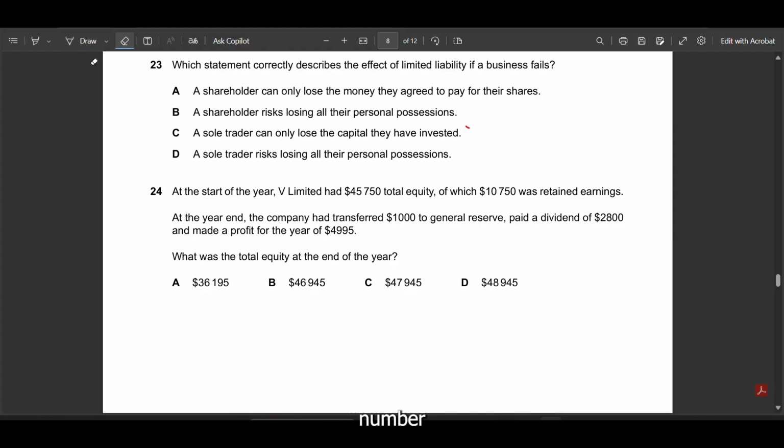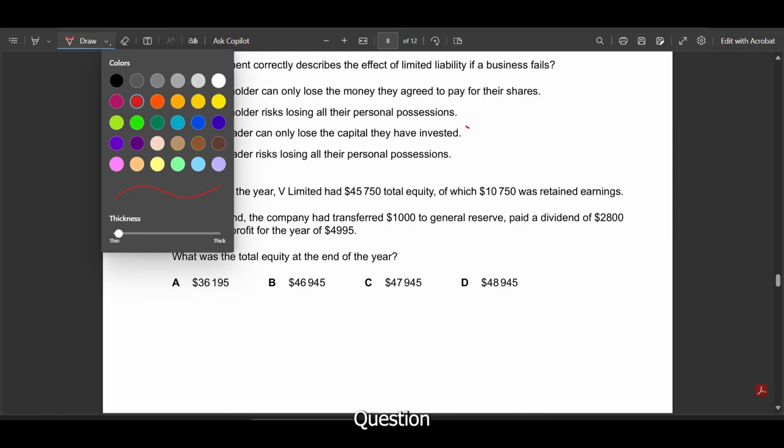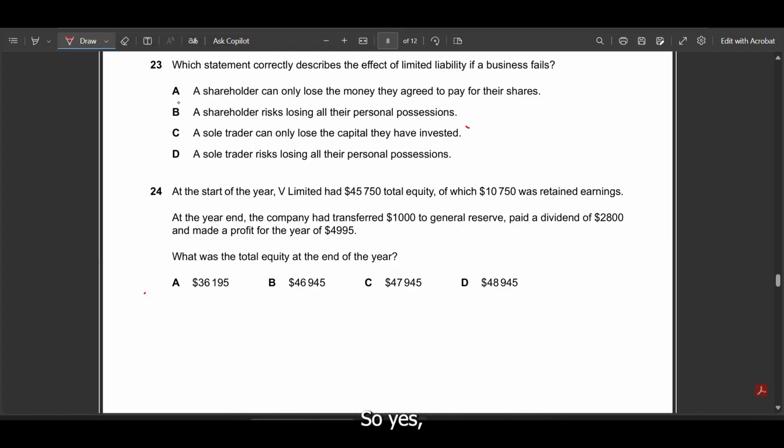Question number 23. So here's the question. Which statement correctly describes the effect of limited liability if a business fails? Again, this is an easy question. The concept of unlimited liability and limited liability should be clear for answering this question. Option A is, a shareholder can only lose the amount they agreed to pay for the business. All right, that's correct. Let's also see the other options.